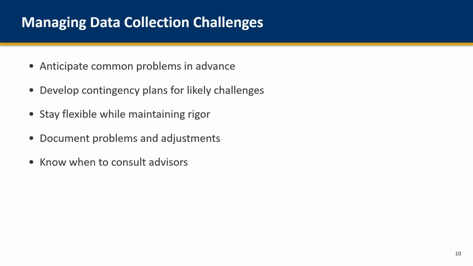Data collection rarely proceeds exactly as planned. Anticipating challenges and preparing responses keeps minor problems from becoming major crises. Anticipate common problems before they occur. What might go wrong? Low response rates, participant attrition, equipment failure, scheduling conflicts, incomplete responses, participant distress, data quality issues. These problems are common enough that planning for them is prudent, not pessimistic.